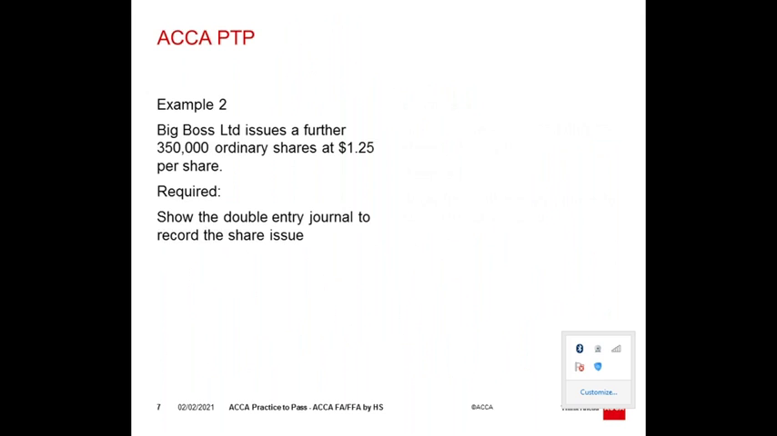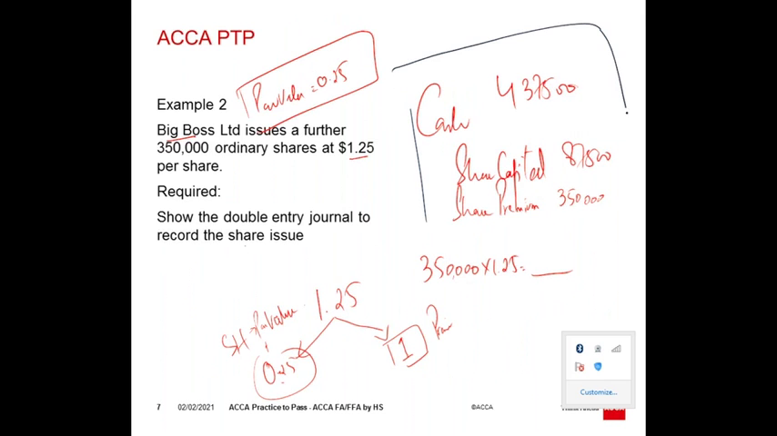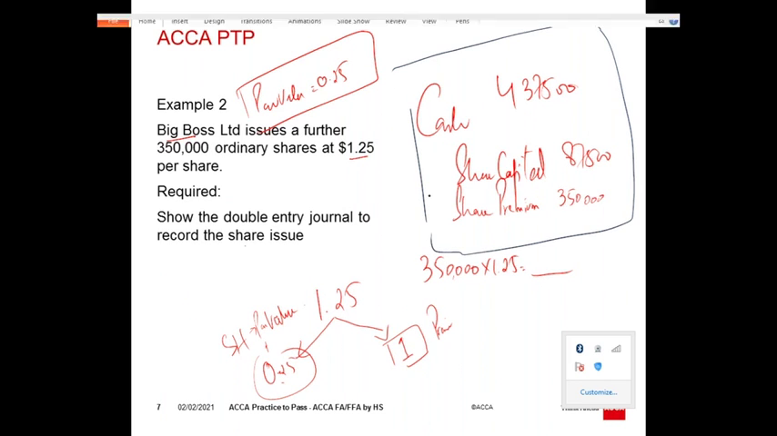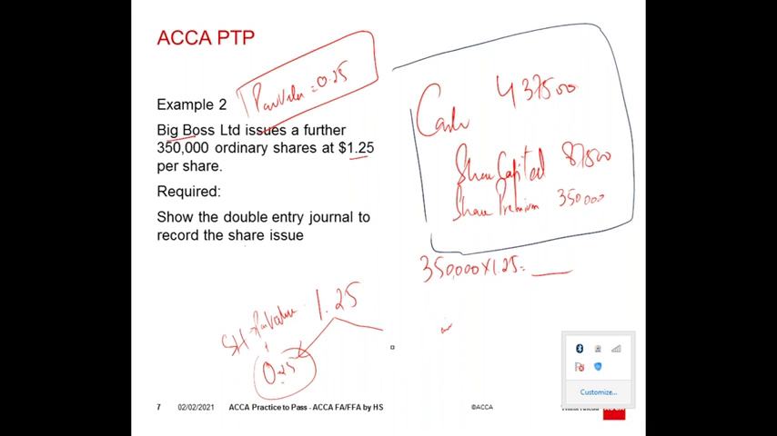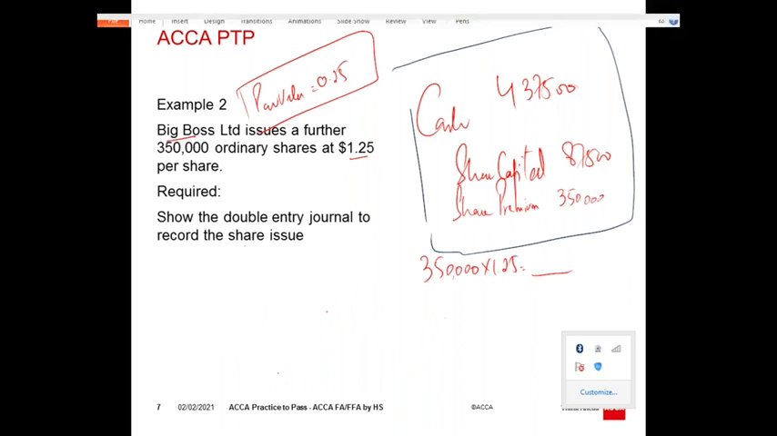The second entry is cash debit, share capital, and share premium. Whether these two entries are clear to all of you? Okay, wonderful. So my question is, when I combine these two entries, what will be the share capital and share premium balance?